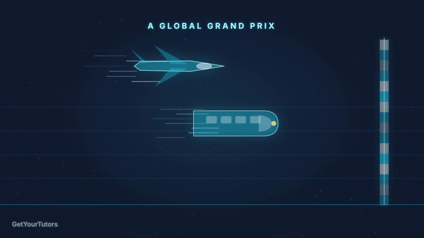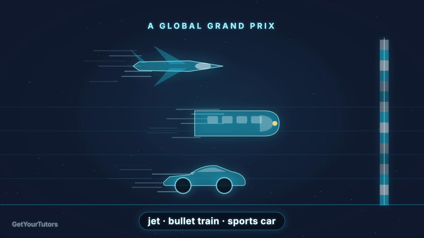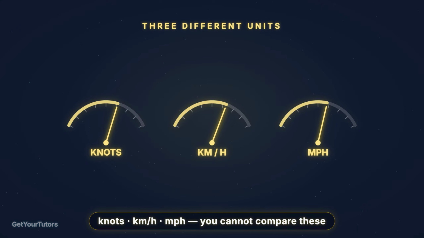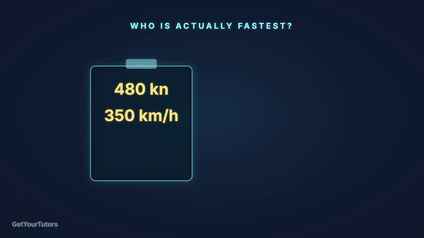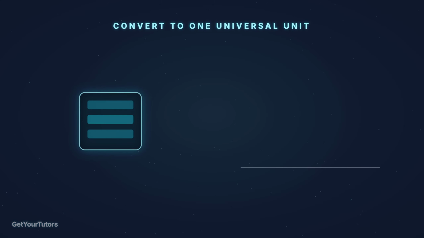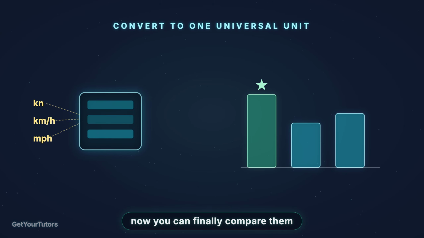Imagine an epic global Grand Prix race featuring a massive jet plane, a bullet train, and a futuristic sports car on screen. The jet measures speed in knots. The bullet train uses kilometers per hour. The sports car purely measures in miles per hour. If you just look at the raw numbers on their dashboards, you cannot possibly know who is actually traveling the fastest. To find the true winner, the judges must mathematically convert every single vehicle's speed into the exact same universal unit.